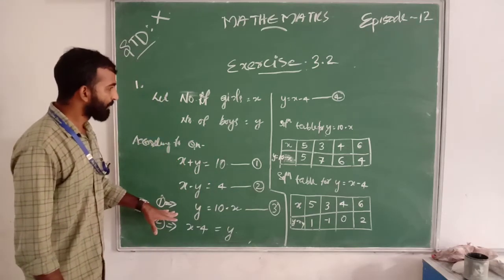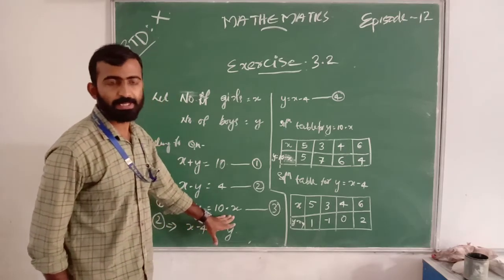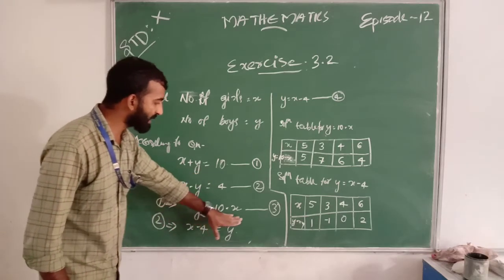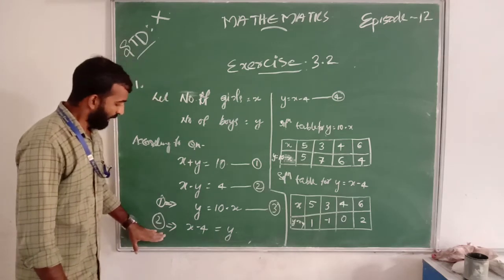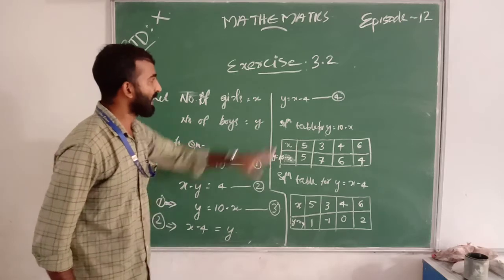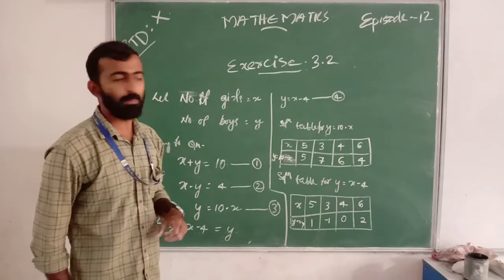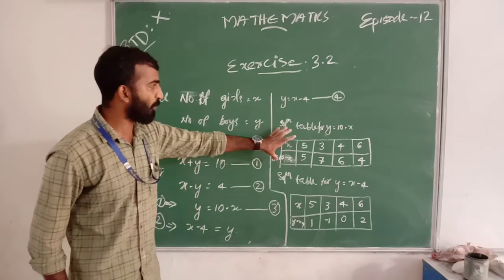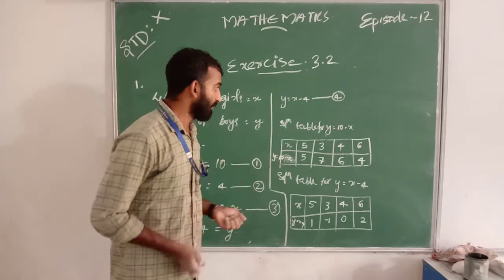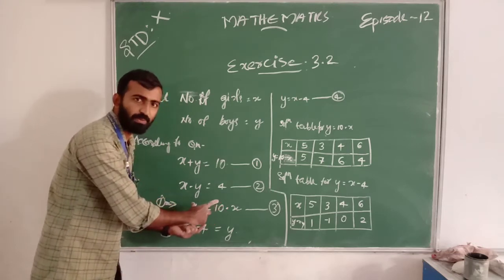And next is y equal to 10 minus x. That is how I rewrite equation 1. And when we rewrite equation number 2, x minus 4 equal to y, that is y equal to x minus 4. For drawing the graph we want solution tables. I make the solution table for y equal to 10 minus x, that is equation number 3. Here you can take x equal to, then the format changes to y.